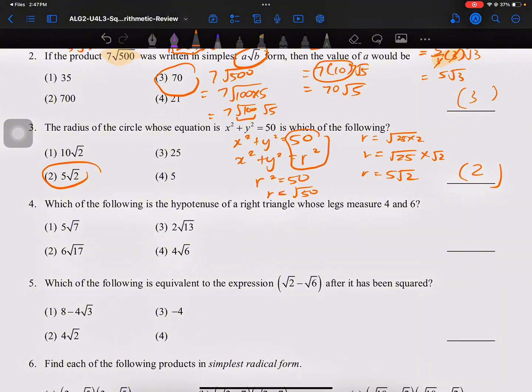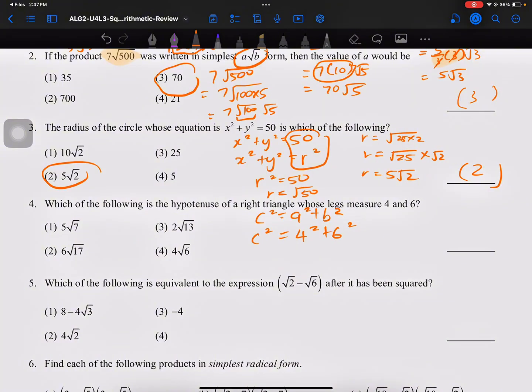Number 4, we want to find the hypotenuse of a right angle triangle with legs 4 and 6. For a right angle triangle, the legs are a and b. We have this formula, c squared equals a squared plus b squared. Now we already have the legs: 4 squared plus 6 squared equals c squared.